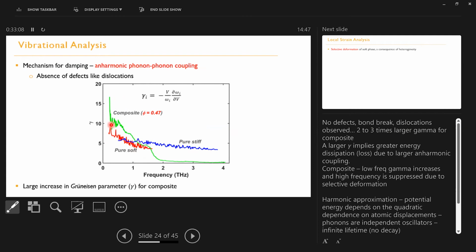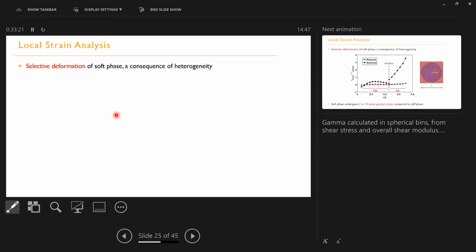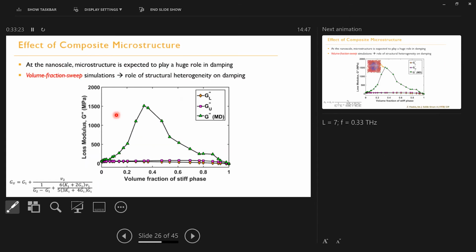And this clearly gives us a structure-property correlation between the soft inclusion and how the phonons in the soft matrix are getting excited. That is directly responsible for the loss modulus. And what is interesting is we already saw that when you have pure components, we observe very little deformation. Whenever you're creating a composite, we have very high deformation.